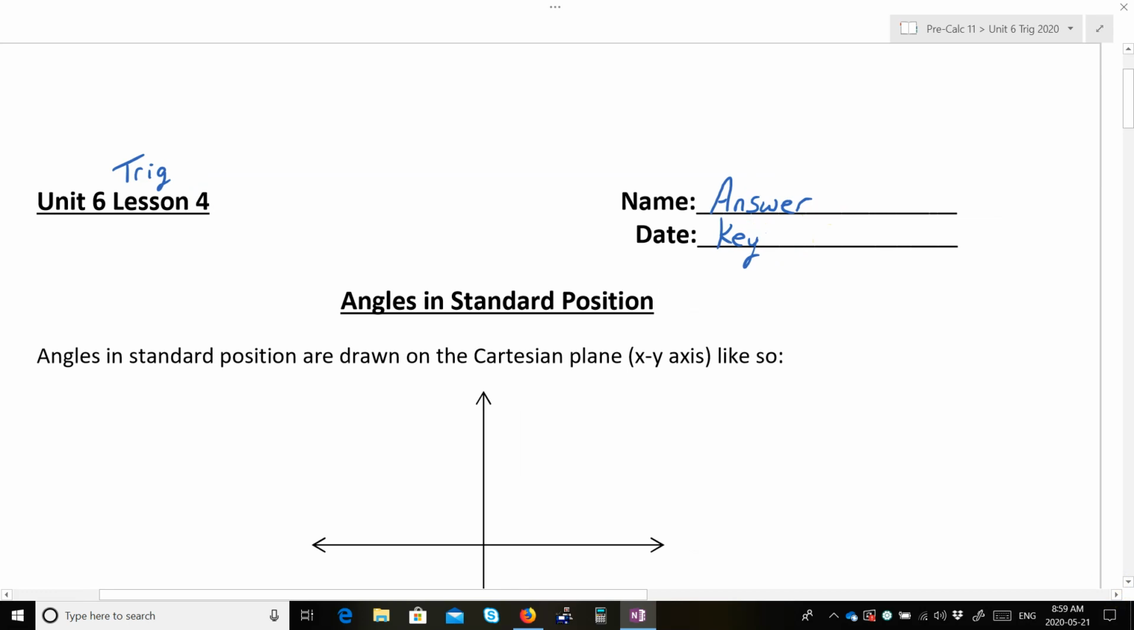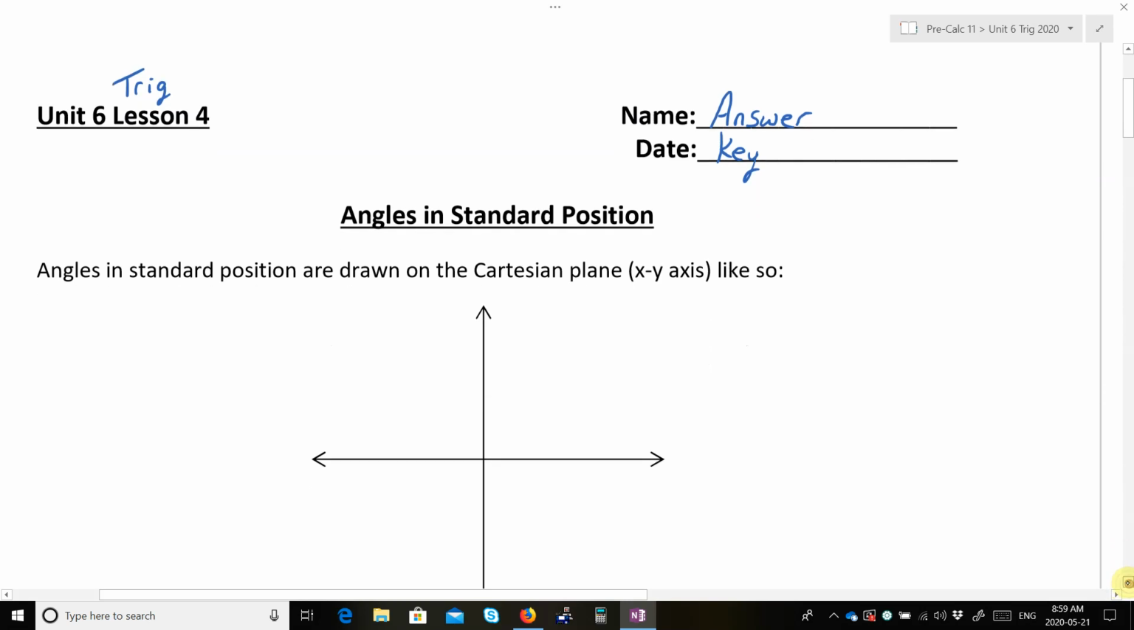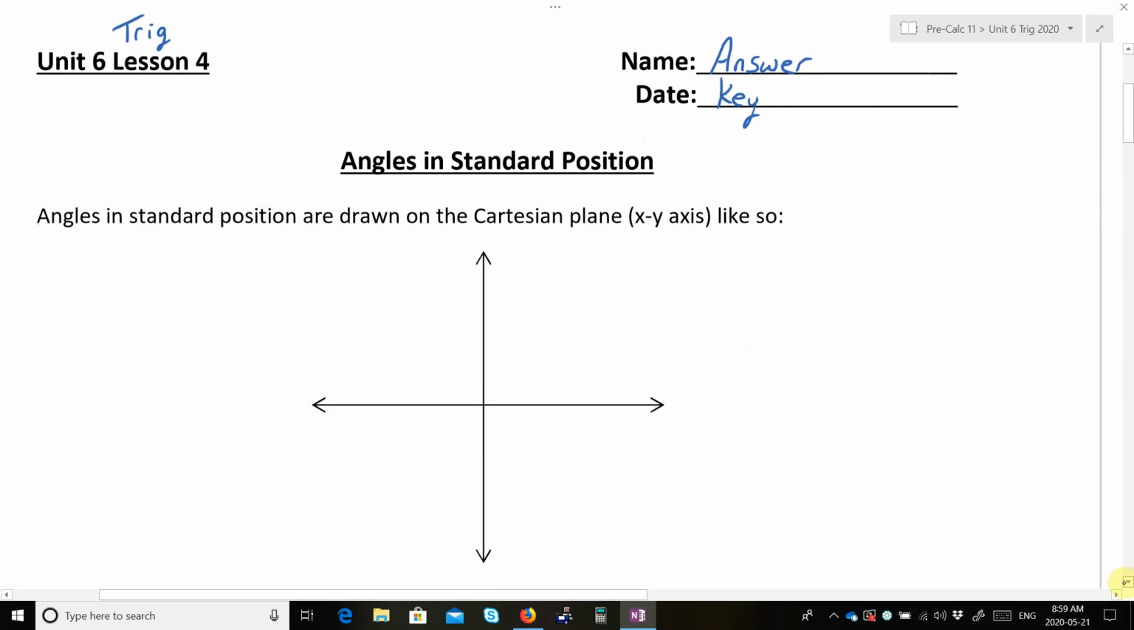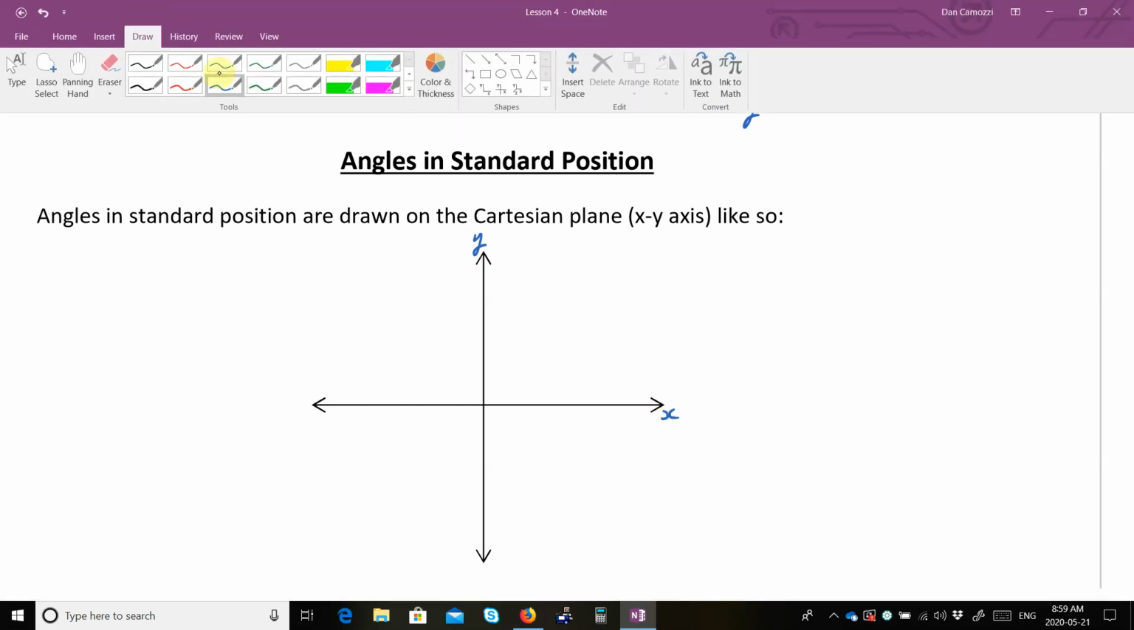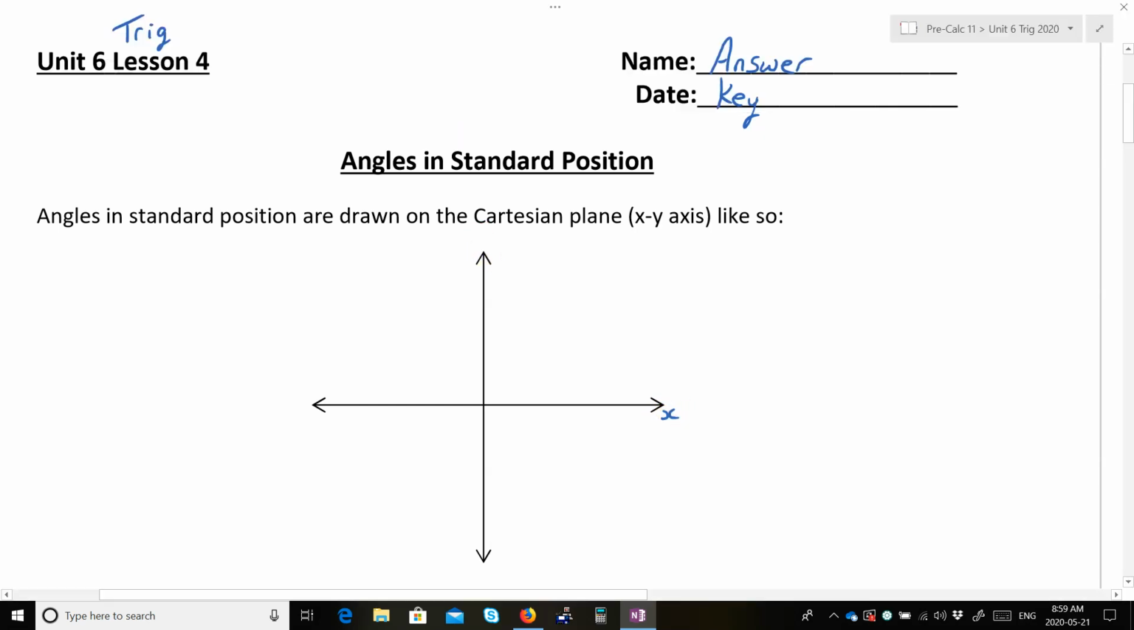So far in trig, we have done the Pythagorean theorem. We have looked at SOHCAHTOA and how to apply SOHCAHTOA, and now we're into extending that a little bit further to angles in standard position. And angles in standard position are drawn on the Cartesian plane like so. The Cartesian plane is just the xy axis. You know how this is the y-axis and this is the x-axis. That's what the Cartesian plane is.